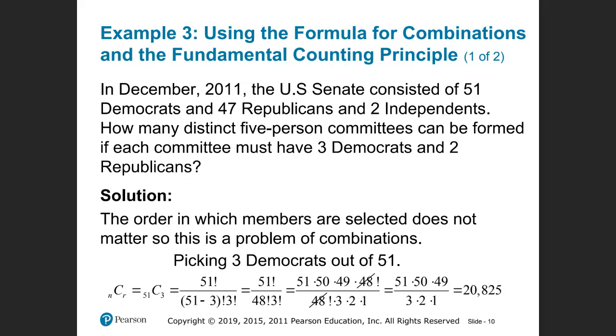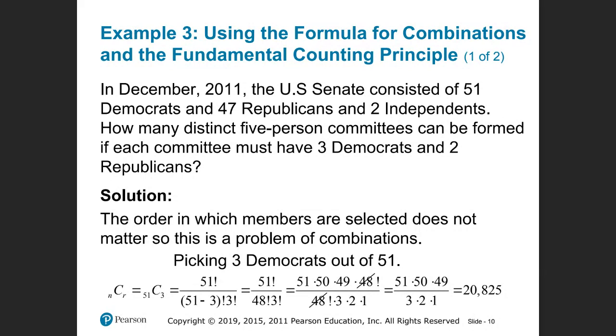Example 3, using the formula for combinations and the fundamental counting principle. In December 2011, the U.S. Senate consisted of 51 Democrats, 47 Republicans, and 2 independents. How many distinct 5-person committees could be formed if each committee must have 3 Democrats and 2 Republicans? For the solution, the order in which the members are selected doesn't matter, so this is a problem of combinations.